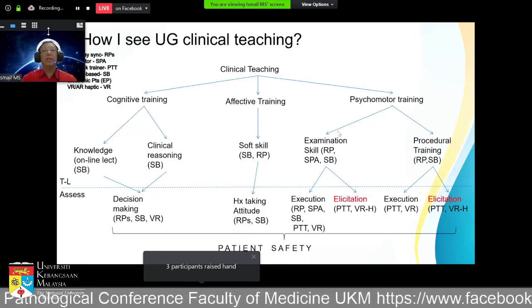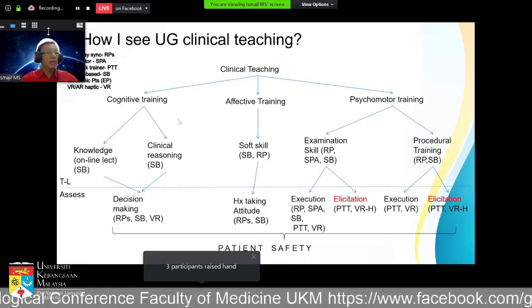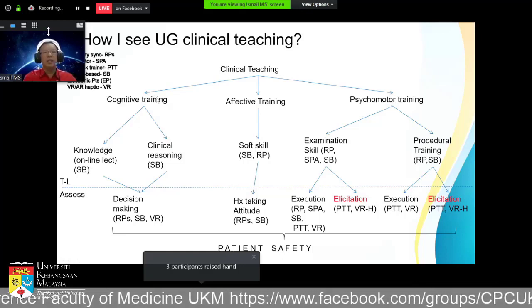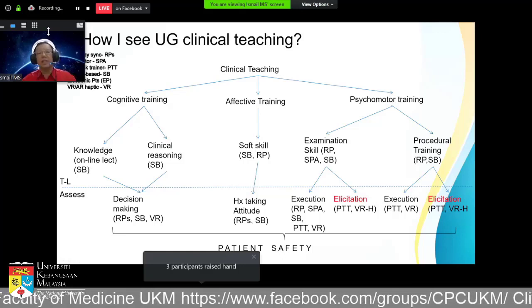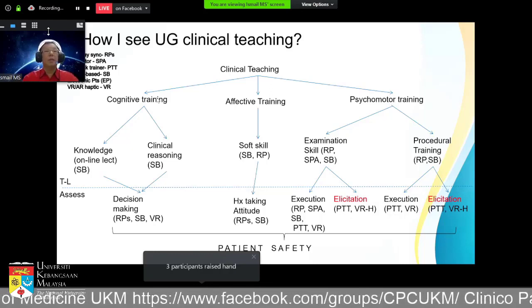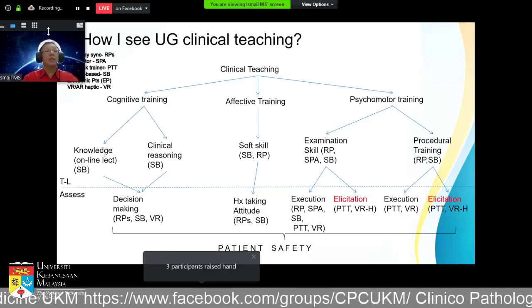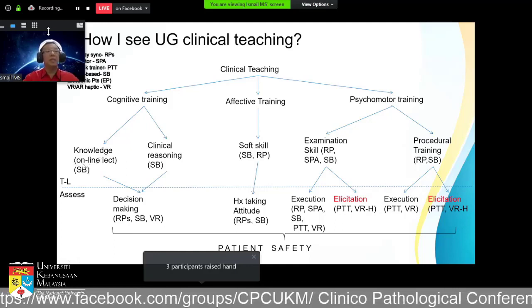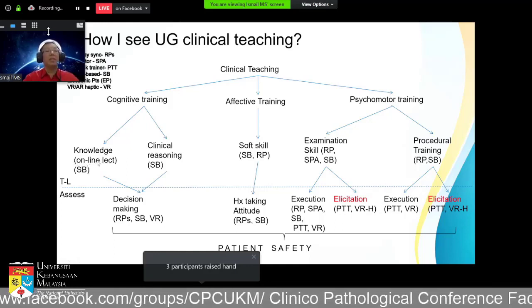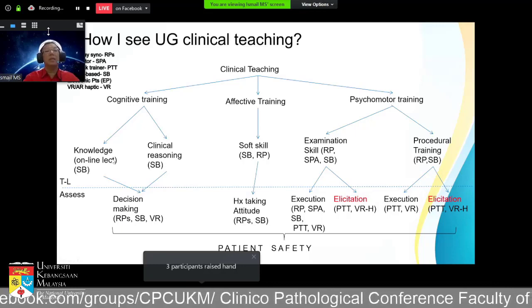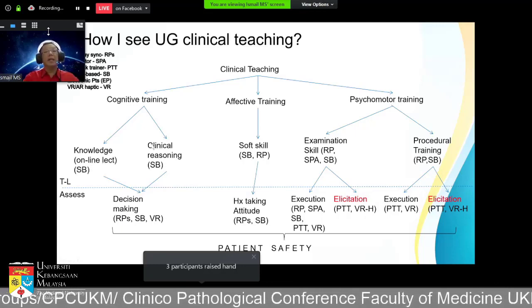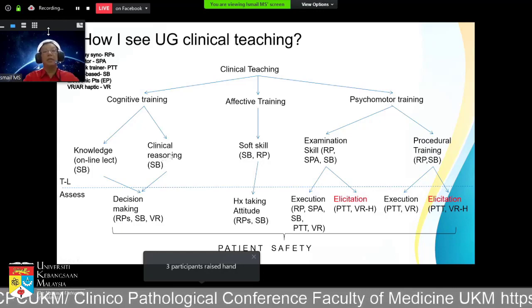We have these three things. We divide it into cognitive training, affective training, and psychomotor training. For cognitive training, generally we look into knowledge, so giving knowledge, which we can do with an online lecture, whether synchronous or asynchronous or screen-based. And the second thing is to teach them clinical reasoning.